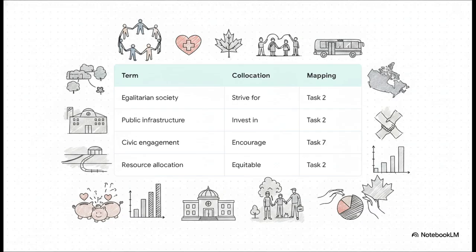Finally, allocation of resources. Pair this with equitable allocation of resources for those Writing Task 2 budget surveys. You're definitely going to hear this in provincial versus federal funding debates. Just avoid messing up the preposition. It's allocation of, not allocation for.